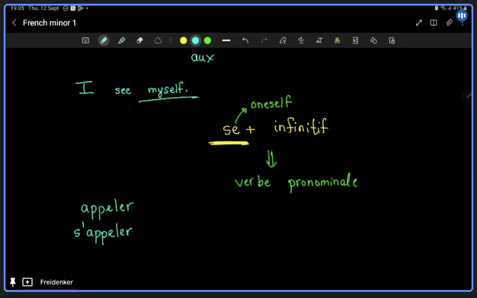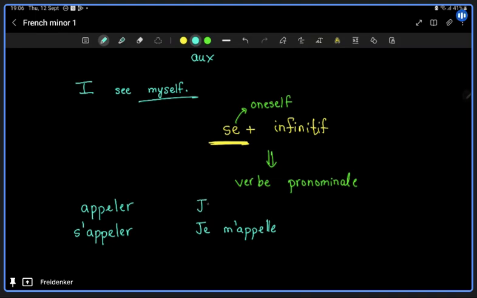So basically, whenever you say je m'appelle, it literally means I call myself. When you say tu t'appelles, it literally means you call yourself. So in France, whenever we say my name is so and so, you literally mean I call myself Dilip.